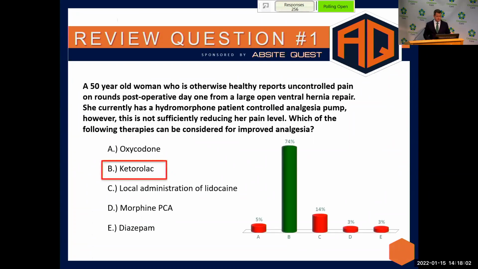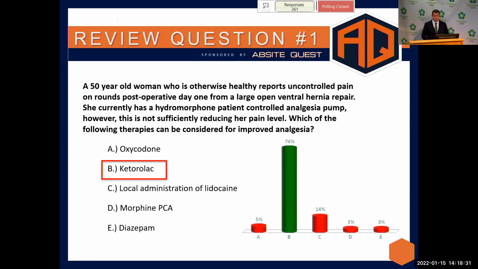All right, let's see what we answered. Excellent. Ketorolac or IV NSAID, try to avoid narcotics whenever able, right? Gabapentin may be another alternative answer here as well. Yes, you could do local administration of lidocaine, but again, that's only going to be temporary, and you usually don't do that repeatedly post-operatively, right? So the best available answer choice, for test-taking strategy as well, is going to be ketorolac.